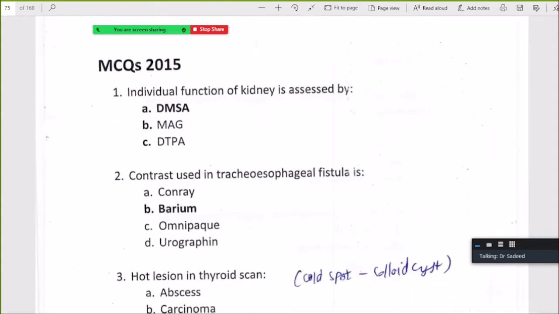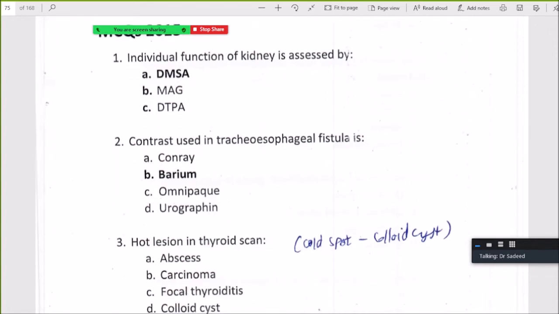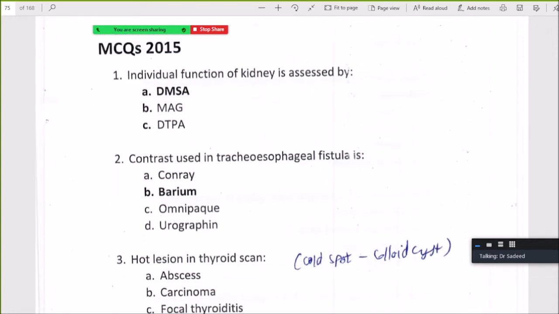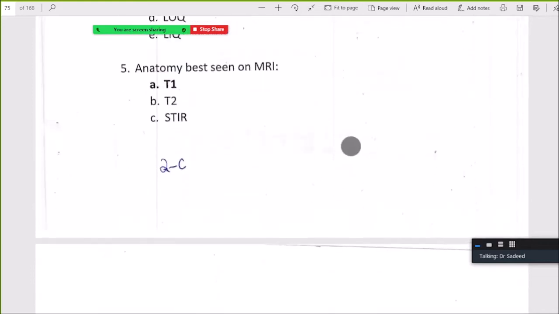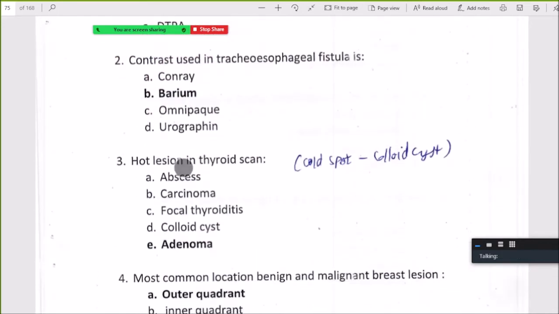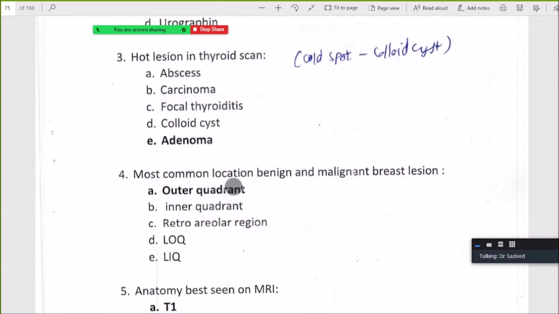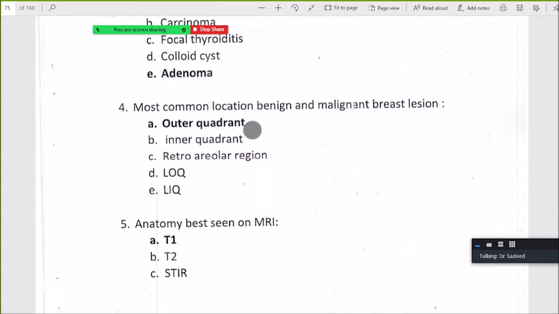MCQs 2015. 1. Renal function of the kidney is assessed by DMSA. 2. Contrast used in chest for suspected fistula is water-soluble. 3. Hot lesion in thyroid scan, adenoma. Cold spot is carcinoma. 4. Most common location of benign breast lesion is the outer quadrant. 5. Anatomy of breast on MRI, T1.